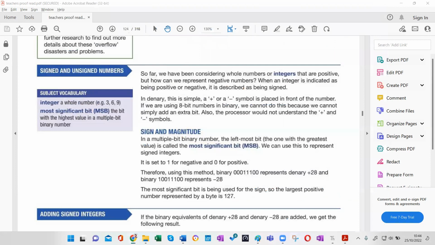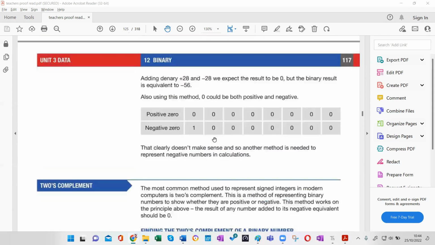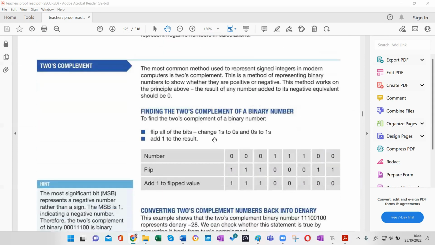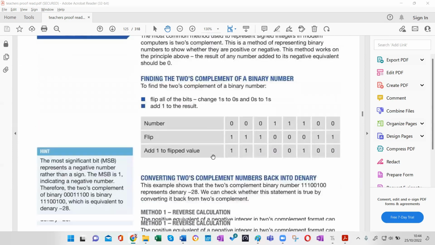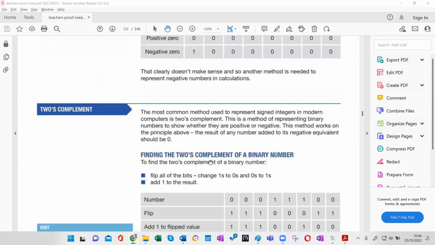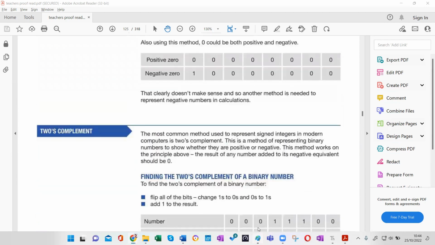Any questions? Does anyone want me to explain again? That's how you represent negative numbers in binary using the sign and magnitude method. Is that clear? Yes, sir. Okay, great. Then let me give you a question.